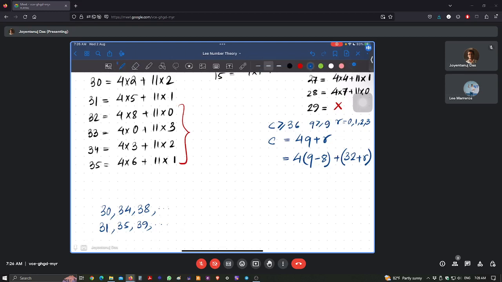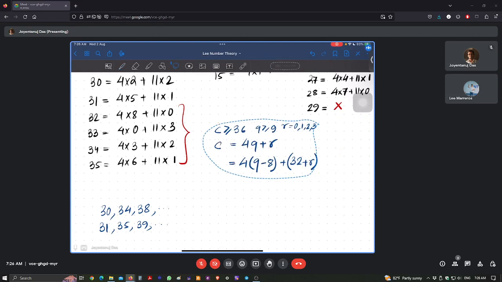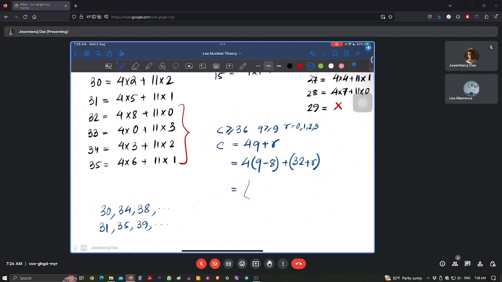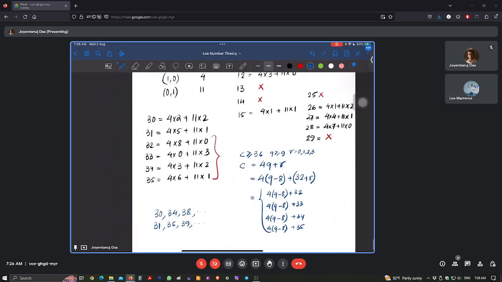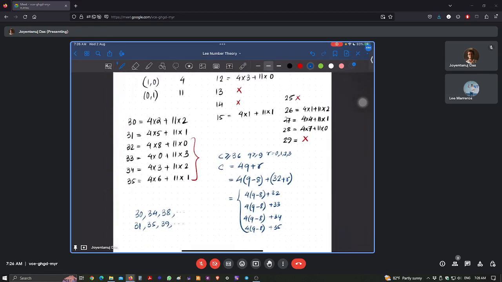If I make Q minus 8, then it will be 32 plus R, right? And since R is 0, 1, 2, 3, I have these 4 options: 4 times Q minus 8 plus 32, 4 times Q minus 8 plus 33, and so on. So now I know that every time I can express it, like the previous one, right?